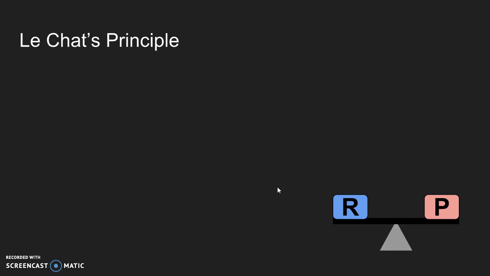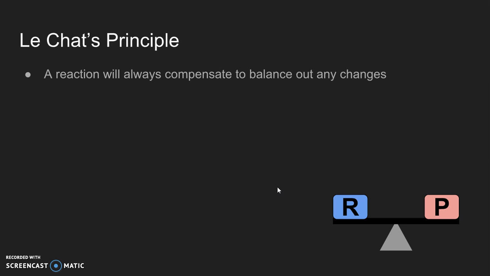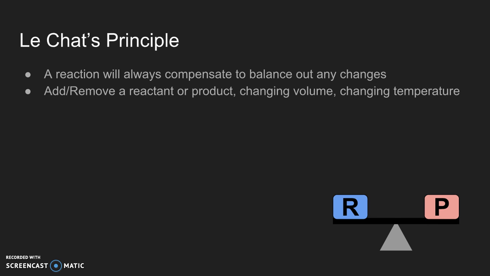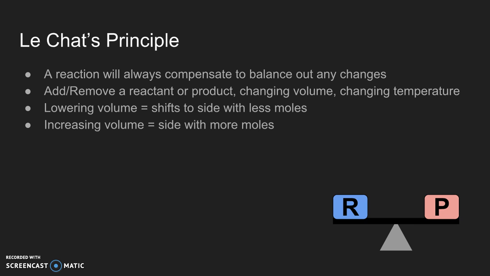And speaking of compensating, Le Chatelier's principle basically states that a reaction will always adjust itself and compensate to balance out any changes that happen to it. Changes could be the addition or removal of a reactant or a product, changing the volume of the container the reaction is in, or changing the temperature at which the reaction occurs. If you lower the volume, the reaction shifts to the side with fewer moles because it wants to maintain the same pressure, and vice versa. For increasing the volume, it will go to more moles, so that there are more particles that will create the same amount of pressure.